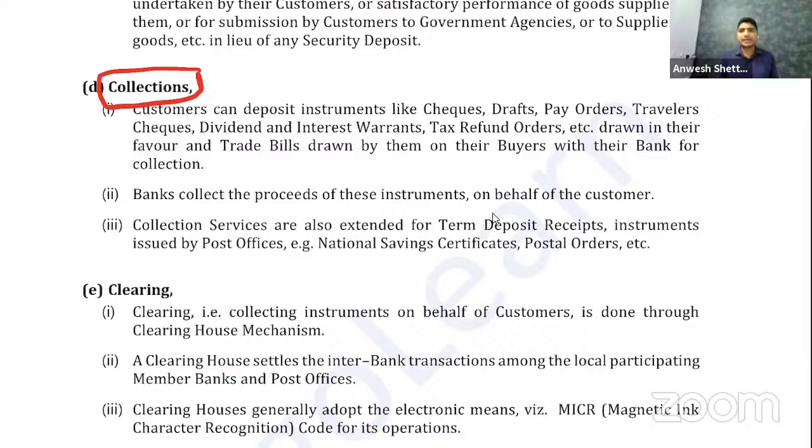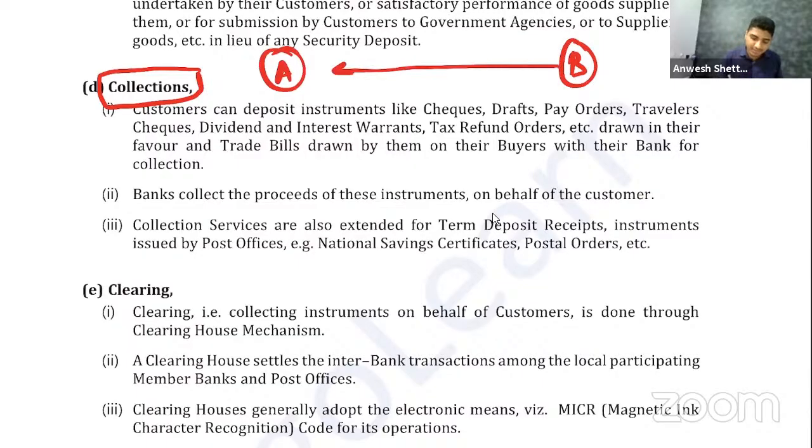Let us say that there is A and then there is B. Going to the previous example, A has sold 100 computers to B, and B has not done an online transfer. Instead, he has given a check to Mr. A. Now, what will A do? A will go and deposit that check in his bank.